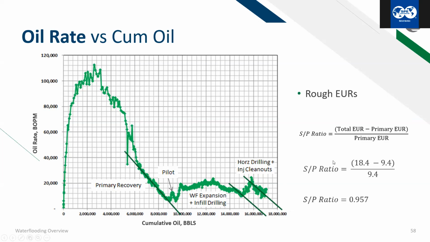But what you can take away from this plot as well is you can do the quick and dirty EURs, and you can calculate your S&P ratio, which is another good way to compare with analog fields, just to see if your secondary recovery is comparing to what other fields are doing. If you're severely below, it could point to, hey, maybe I need to look and see what those other fields are doing and replicate it because they're doing way better than what I am.